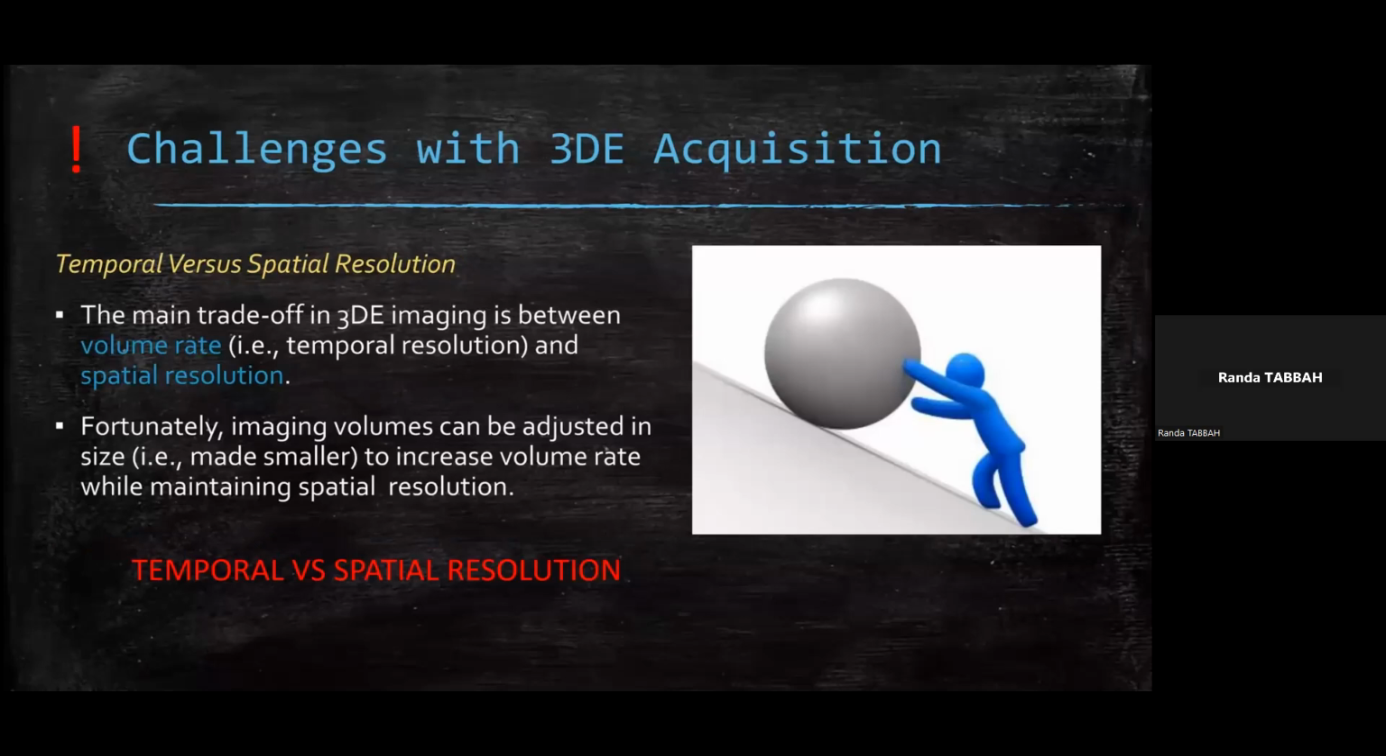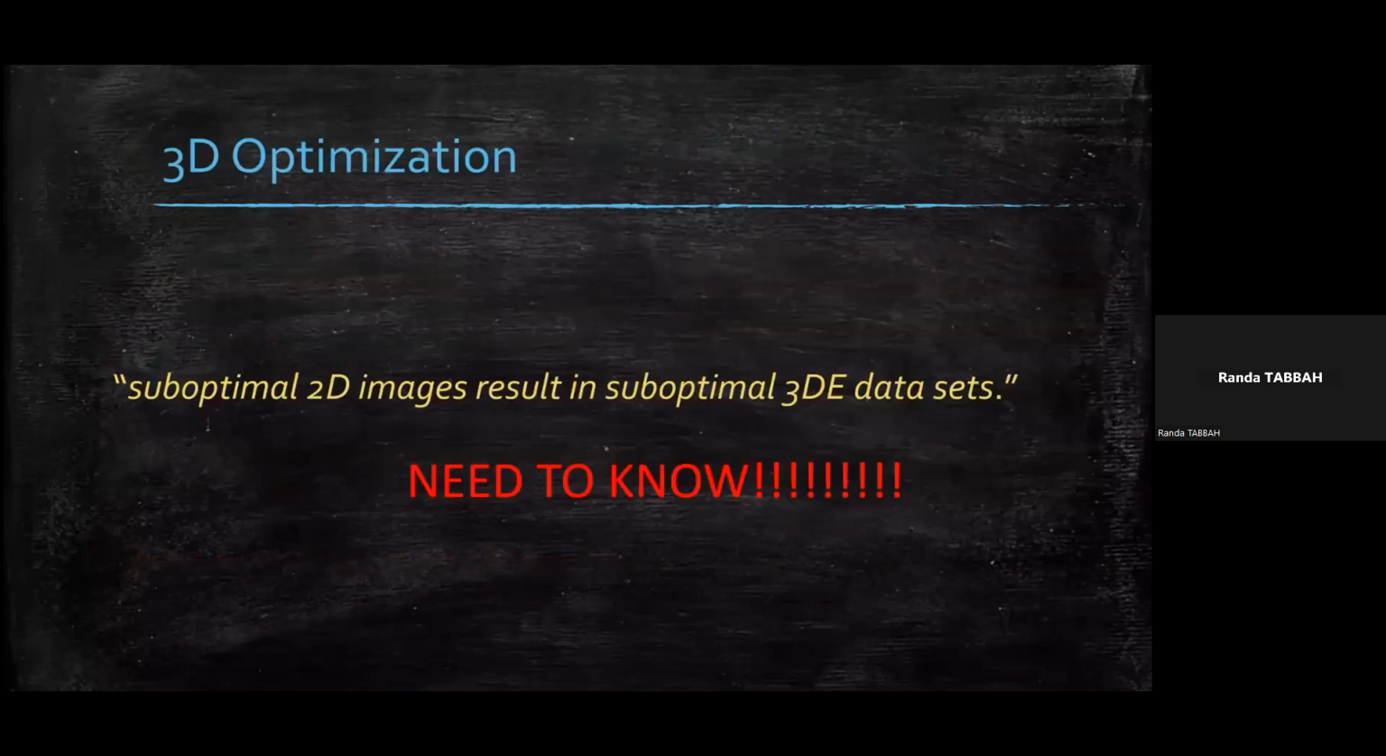So we have a challenge between having optimal temporal resolution or spatial resolution, and the 3D echo can help us by giving us both, a good temporal resolution with a good spatial resolution. But a suboptimal 2D image will give us a suboptimal 3D image. So we always need a good 2D image to have the best 3D images.